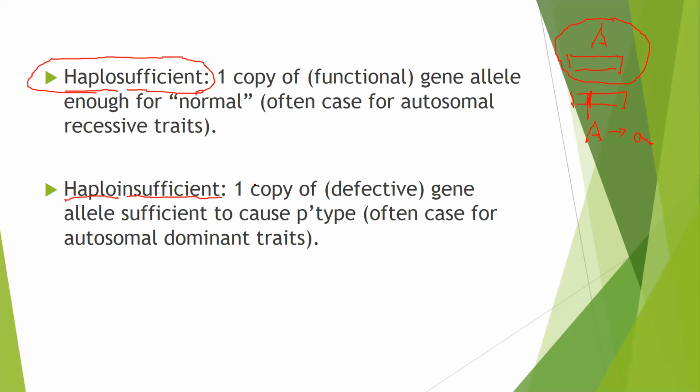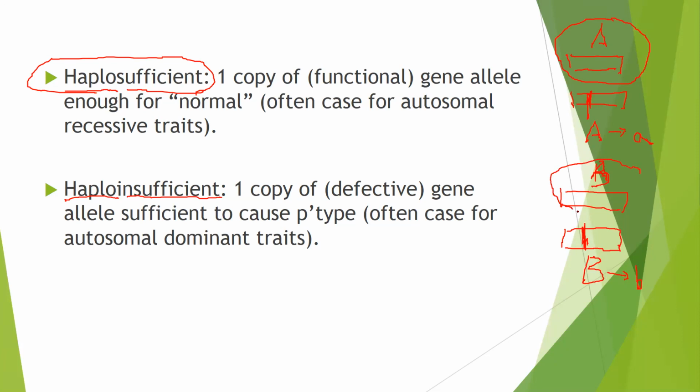Okay, now I think it will be easy for us to understand what haplo-insufficient means, right? The same thing here. If we have two copies of the wild type, that's good. This individual will show, let's use capital B here, the wild type phenotype. However, if mutation occurs here to make this big B into the small b, then the problem comes, all right?